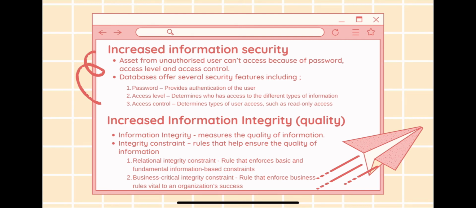And the last one is increased information integrity, that is, quality. Information integrity measures the quality of information. Integrity constraints are rules that help ensure the quality of information. There are two integrity constraints. The first one is relational integrity constraints, rules that enforce basic and fundamental information-based constraints. The second one is business-critical integrity constraints, rules that enforce business rules vital to an organization's success.